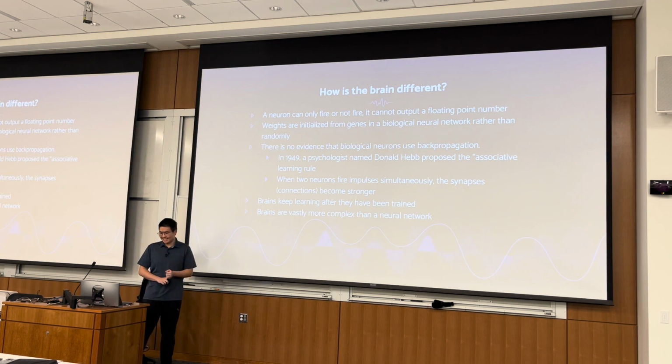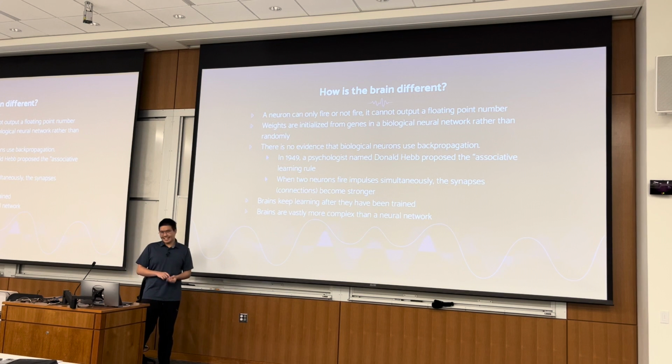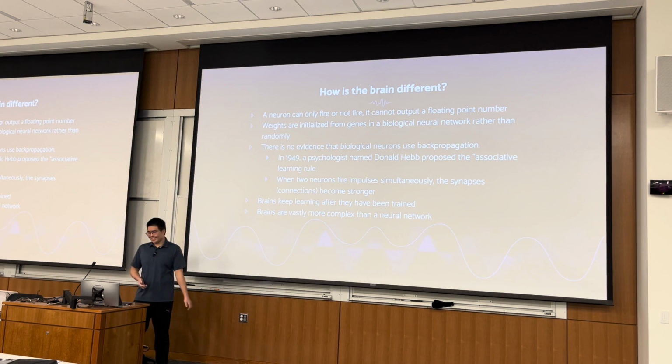But they also have differences. A neuron can either fire or not fire. I mean a biological neuron. But in a neural network, right, the neuron can output a floating point number. If it's sigmoid, then it's 0 to 1. If it's ReLU, then it's 0 to any number. And in the brain, when you're born, the weights, or the strength between neurons, are determined from genes. But in a neural network, you don't really know what to initialize them to, so you just randomly initialize them and hope for the best.